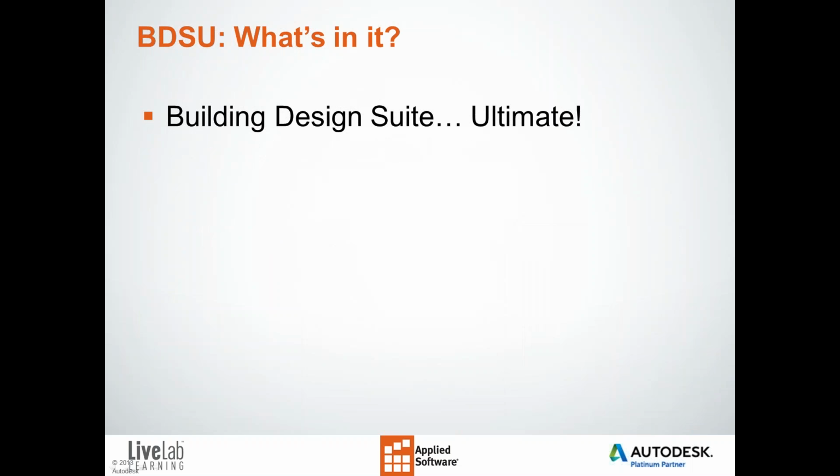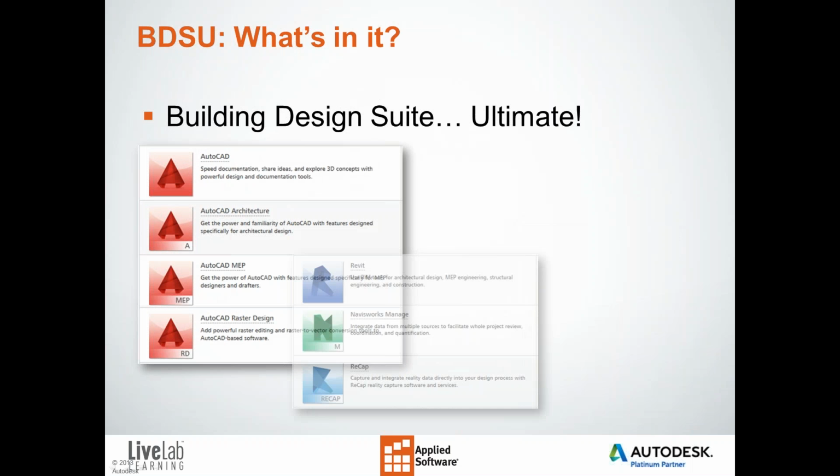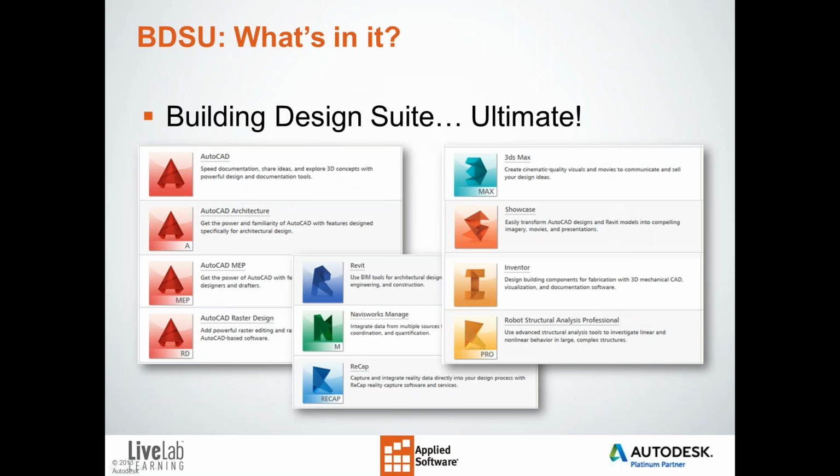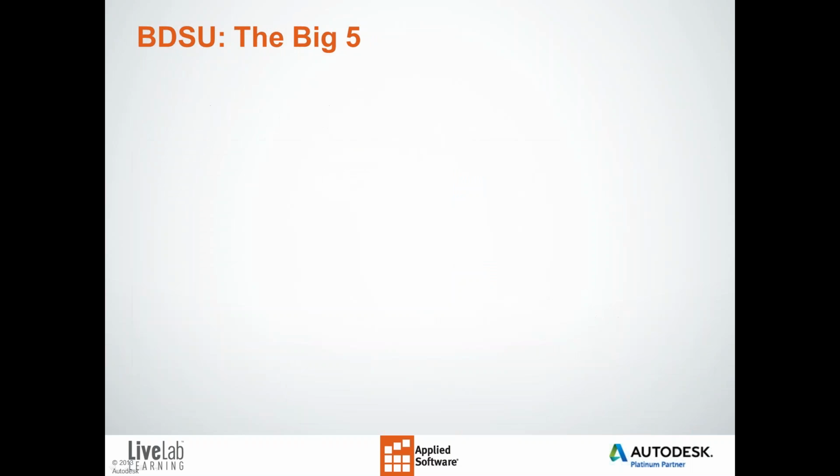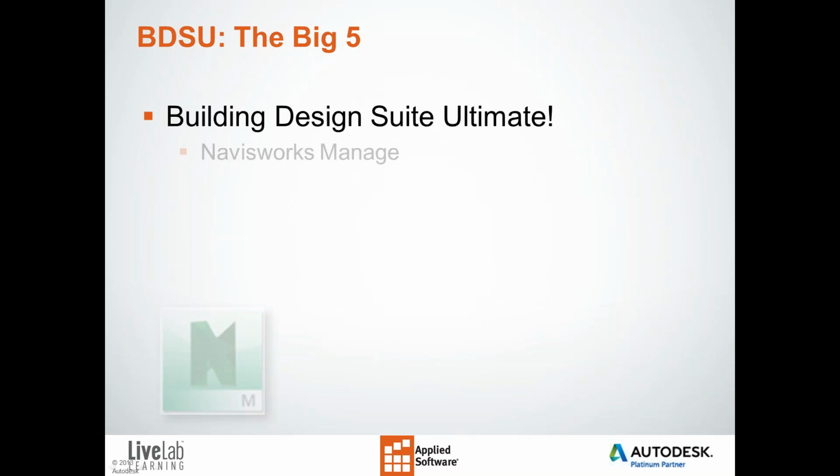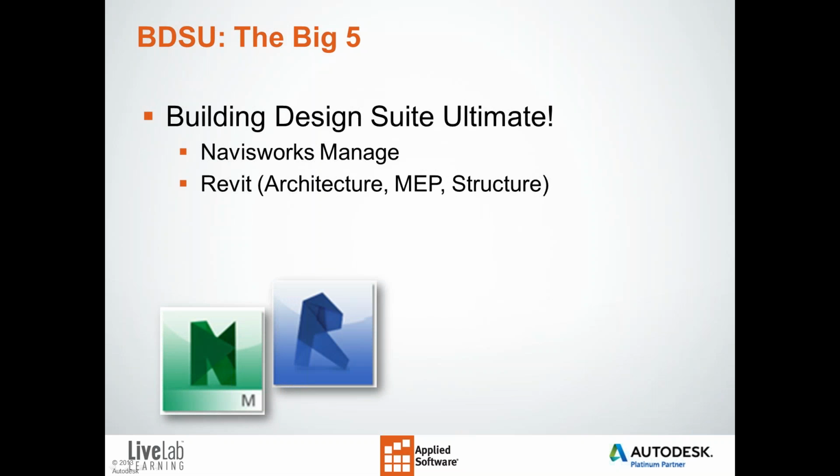So, as discussed in the previous slides, let's take a look at Building Design Suite and look at all the tools that are available. There are 11 different and powerful tools included with Building Design Suite Ultimate. We'll take a look at the 5 most used programs, in my opinion. We'll take a look at Navisworks Manage, a tool used for many years by contractors. We'll take a look at Revit. We normally think of Revit as a design tool. However, many general contractors and subcontractors use Revit to create construction-level models or use as-is Revit models for field layout.